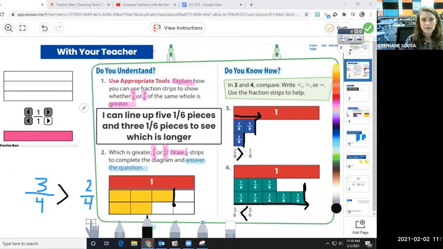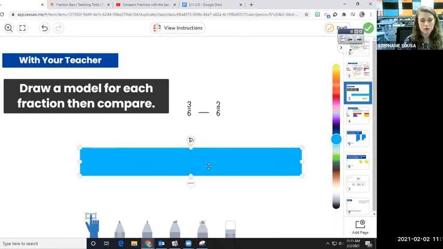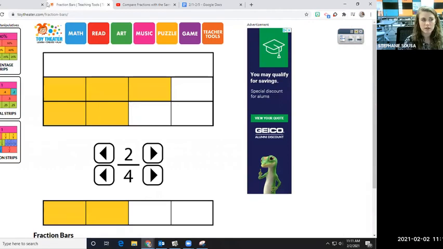Alrighty, let's take a look at slide 3. Hey guys. Slide 3 is right here, and it says draw a model for each fraction, then compare. I would like to use my fraction bars. I find those more fun, so that is what I am going to do. If you need to draw, that is totally fine. You can draw with your fraction bars. You can also use your shapes tool and create a large rectangle that you then chop. You can do it however you choose. I'm going to use the fraction bars because I know those are exciting.